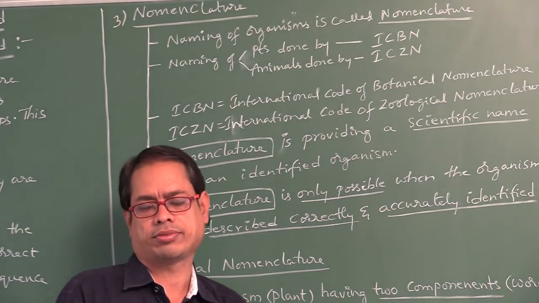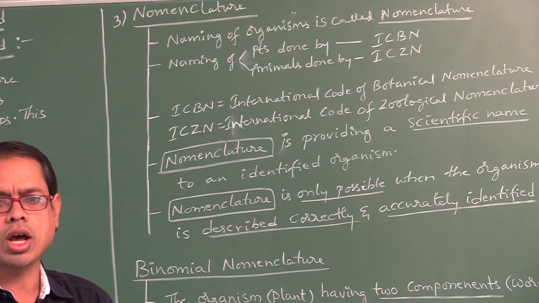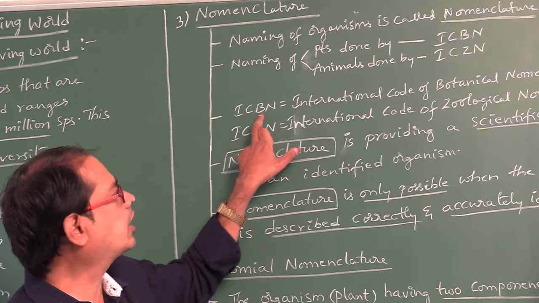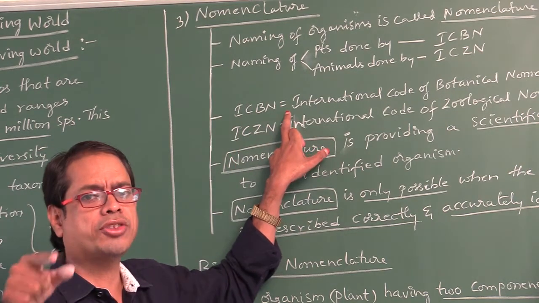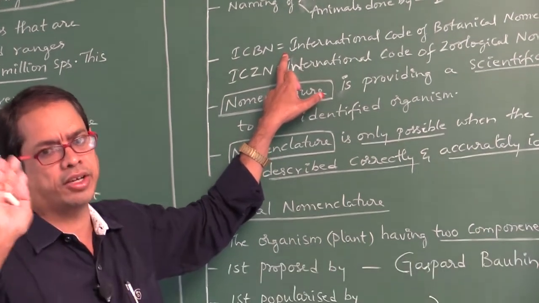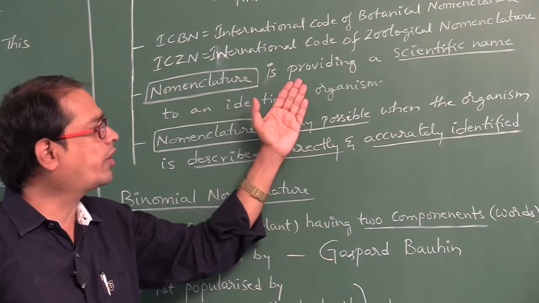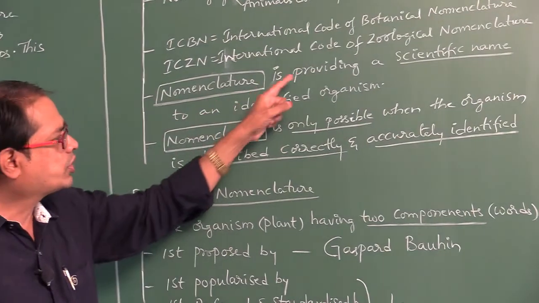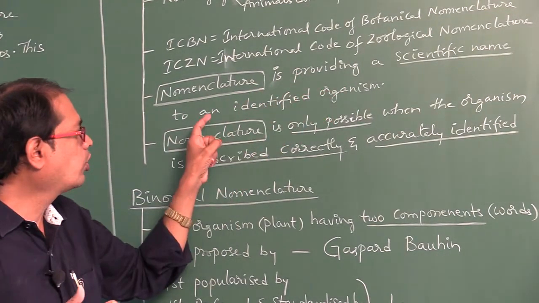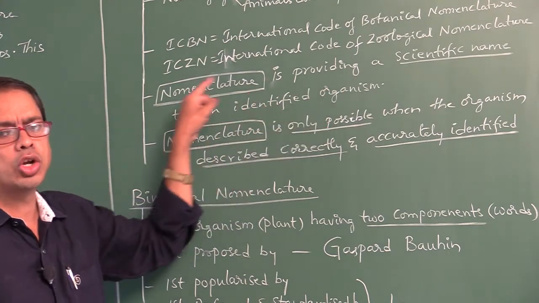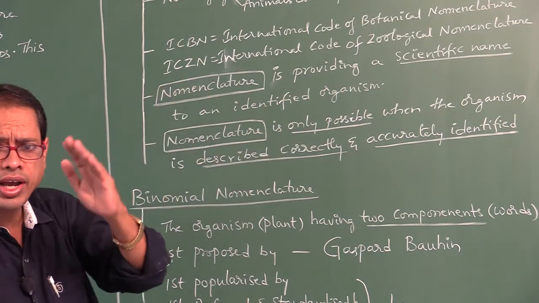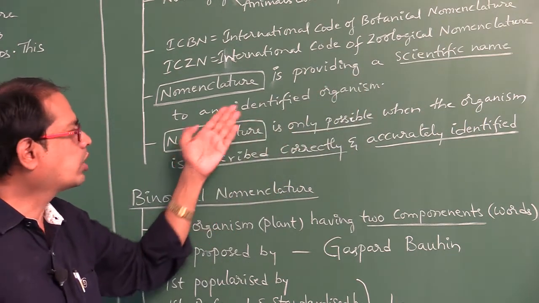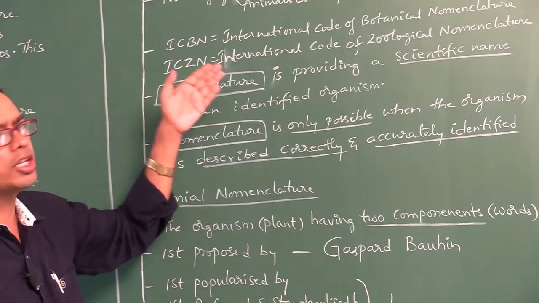Don't say ICNB. ICNB means International Code of Nomenclature of Bacteria. NB is different from BN. BN means Botanical Nomenclature. NB means Nomenclature of Bacteria. Both are different. Right. Nomenclature is providing a scientific name to an identified organism. Which one provides a scientific or biological name to the identified organism? Nomenclature.